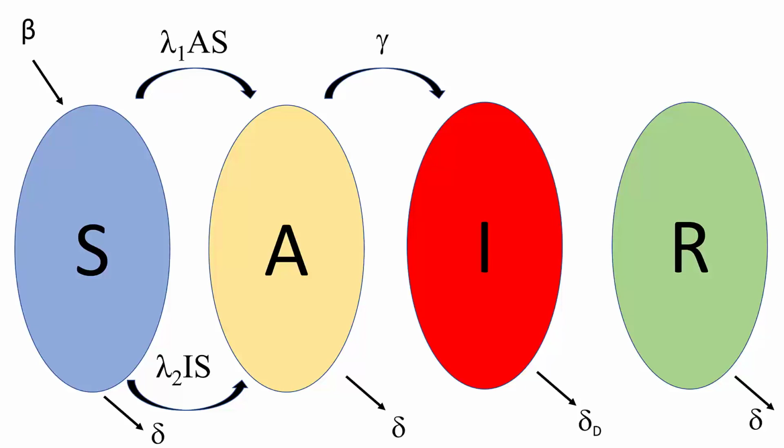And then people recover from the disease at the rate of rho, as we've seen in the other videos. So 1 over rho is the length of time in the infectious class. So this is a diagram of the model that we're going to look at. Let's go down to the class note.